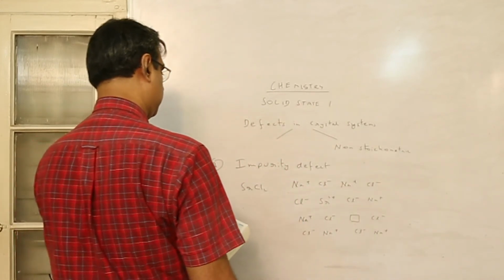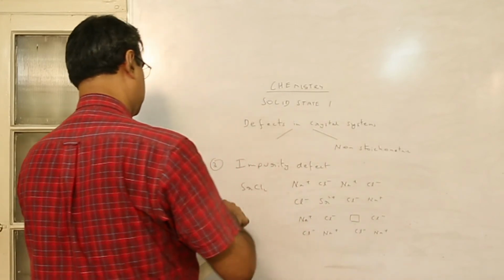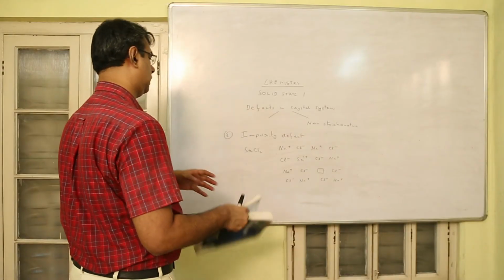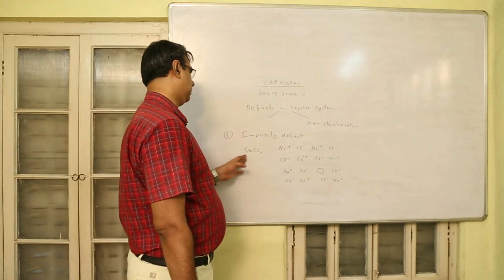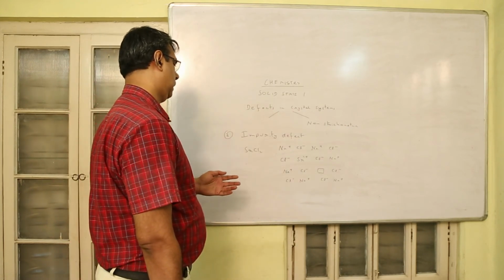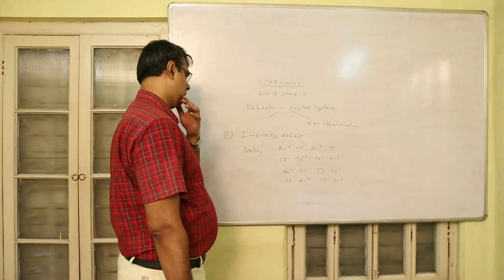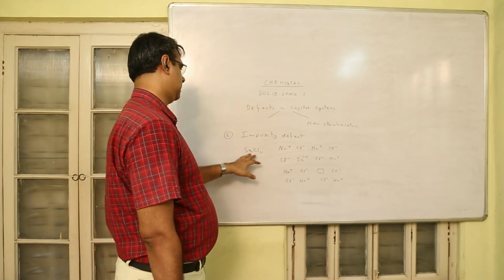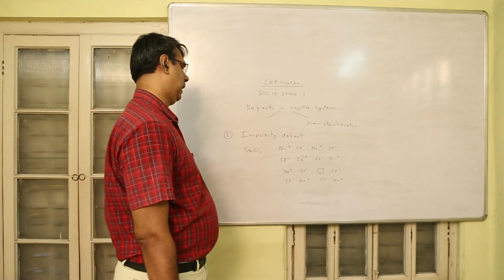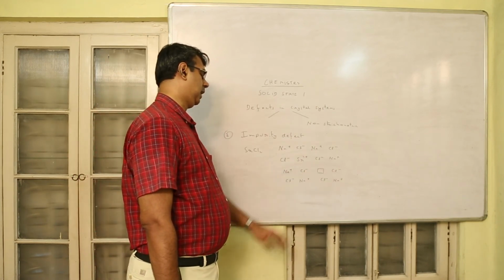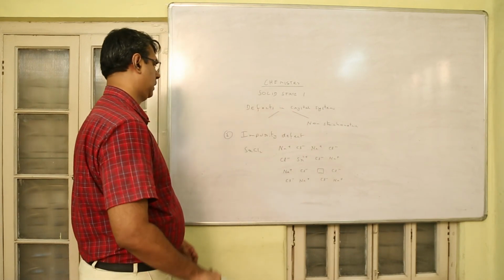So this is known as impurity defect, and it is called an impurity defect because the original crystal was NaCl and we have added an external agent like SrCl2 to it. That's why it is called impurity defect, and there is a vacancy at this cationic site.